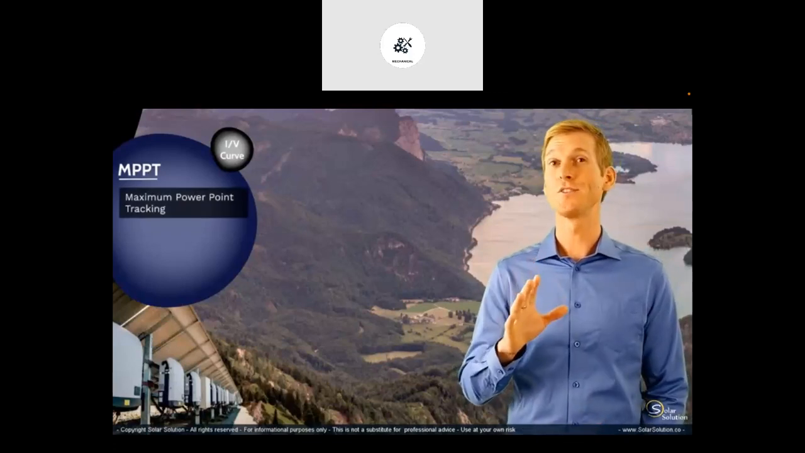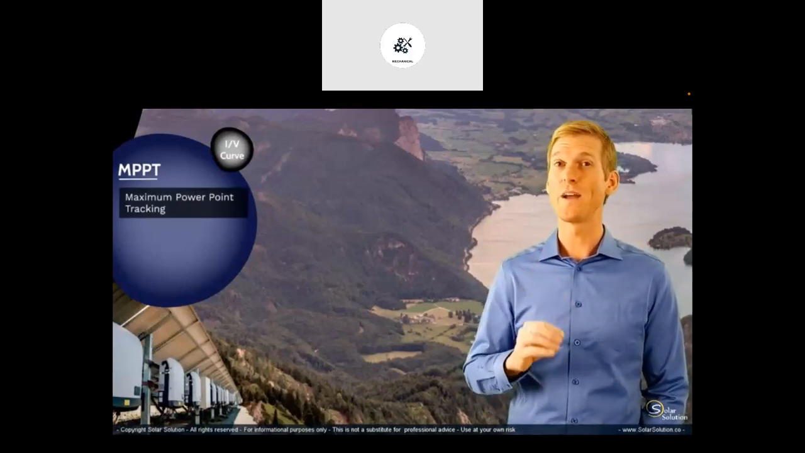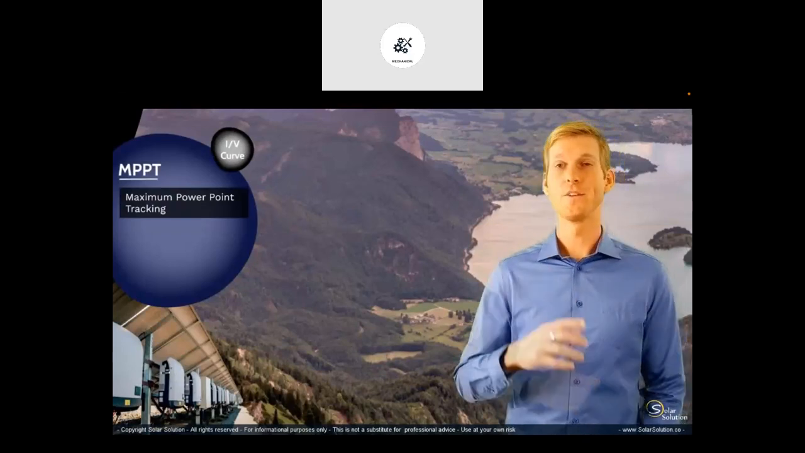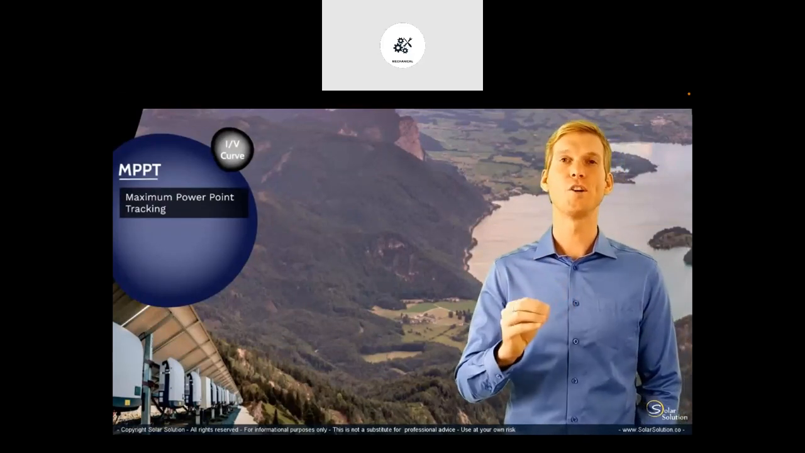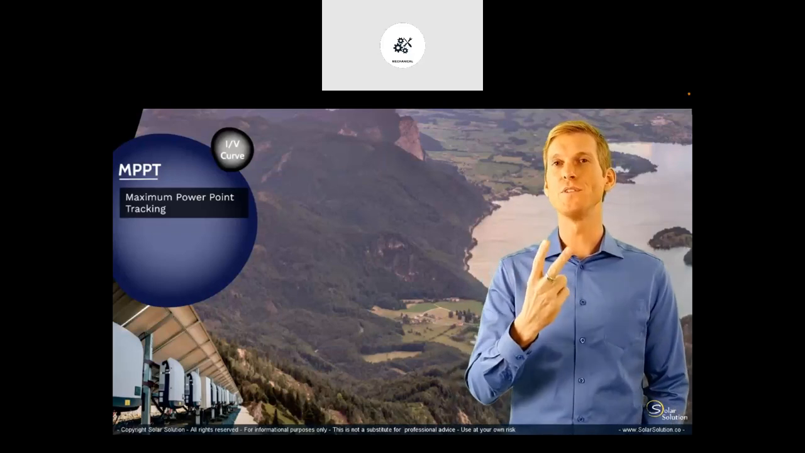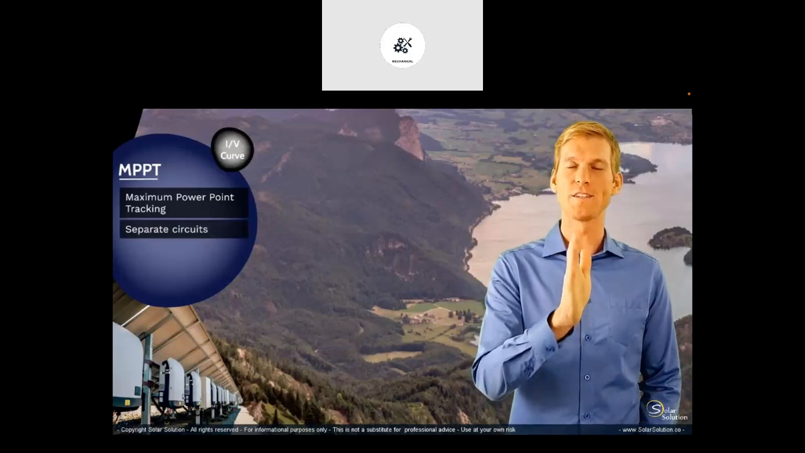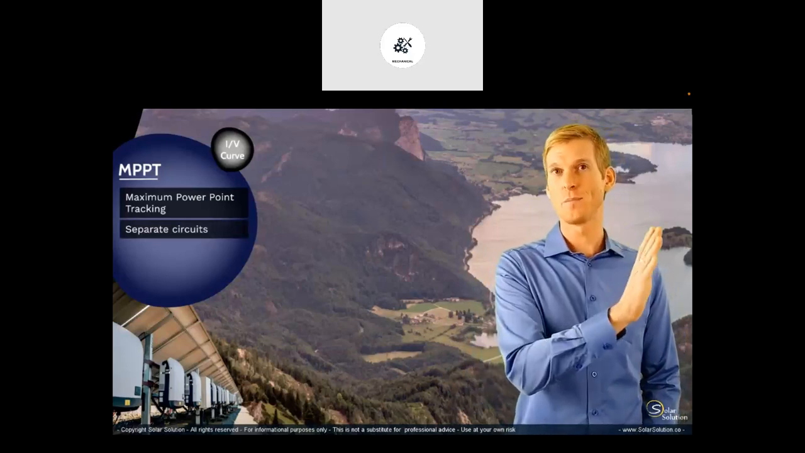Okay, I think we have talked enough about the PWM charge controller. Now let's look at the more advanced type of solar charge controller, which is the MPPT, the Maximum Power Point Tracking Solar Charge Controller. Now these types of charge controllers are quite advanced, they're quite intelligent, but it's actually not that difficult to explain how they work.